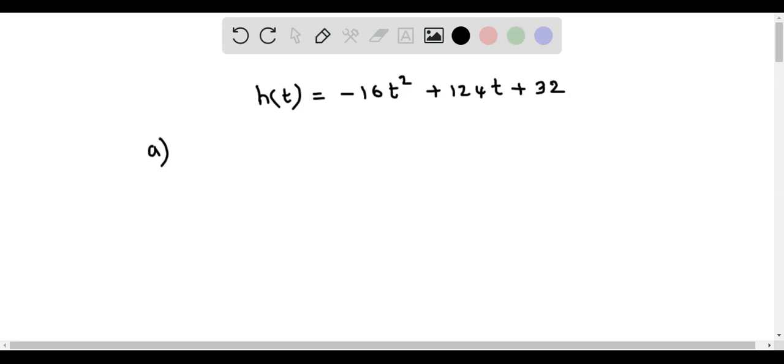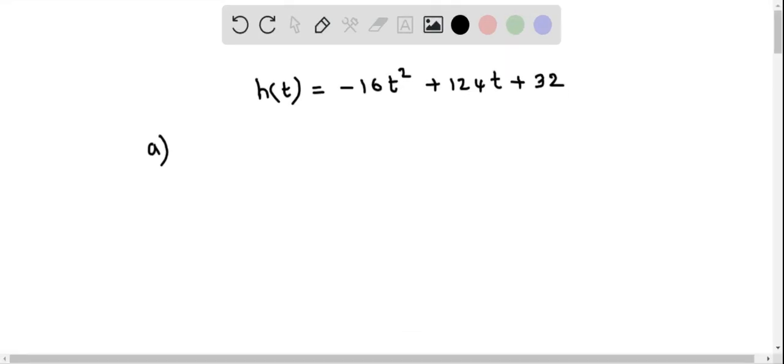Here we are given the quadratic model h of t in feet, which models the height of the ball above the ground after t seconds it was thrown. And in part A, we have to determine the maximum height of the ball.